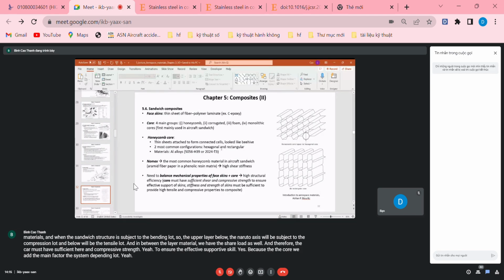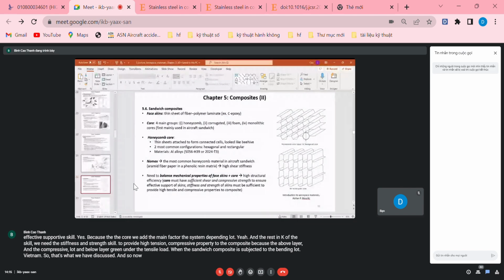Whereas in the case of the skin, we need stiffness and strength to provide high tensile and compressive properties to the composite, because the above layer is under compressive load and the below layer is under tensile load when the sandwich composite is subjected to the bending load. So that's what we have discussed.